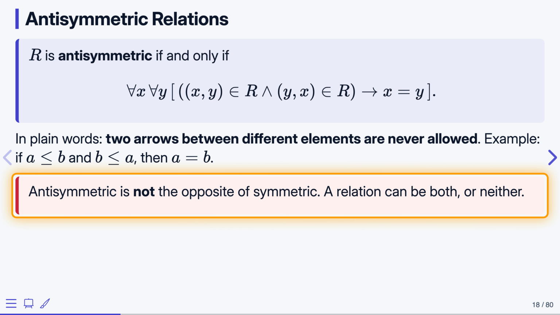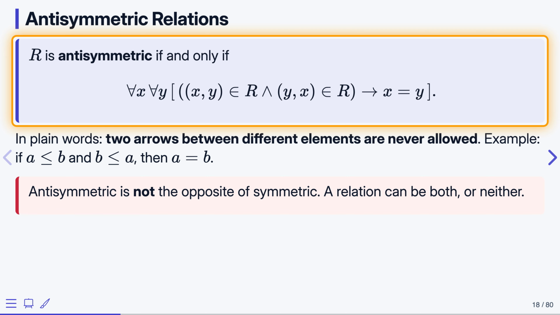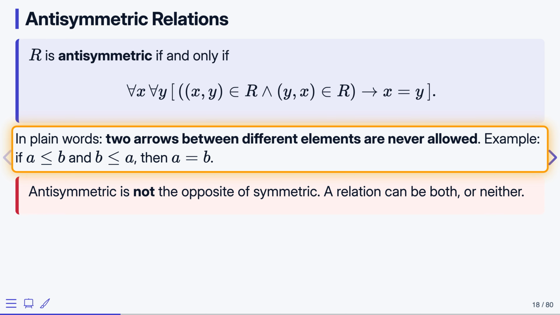Next is the antisymmetric property. Be careful with this one. Antisymmetric is not the opposite of symmetric. A relation can have both properties and it can have neither. Now the rule. If the pair X, Y is in R and the pair Y, X is also in R, then X and Y must be the same element. So you may never have two arrows running between two different elements. A simple example. If A is less than or equal to B and B is less than or equal to A, then A and B must be equal. To break the rule, find two different elements that point at each other. That pair is your witness.